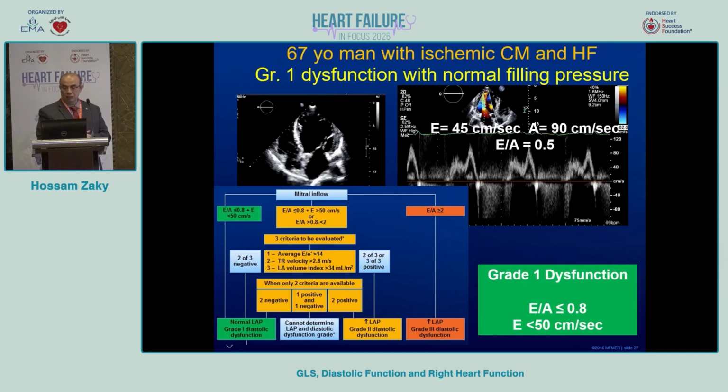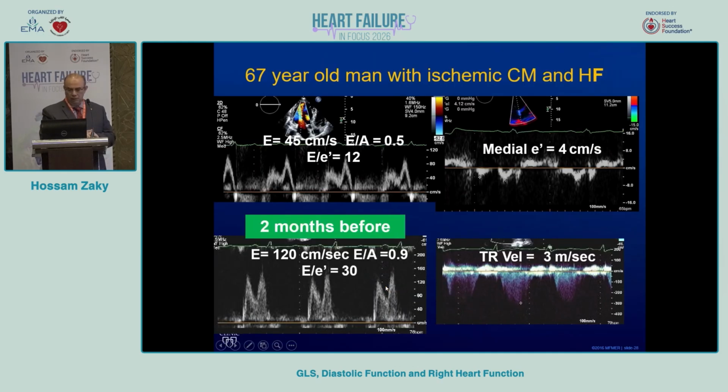So we look at another patient, 67 years old with ischemic cardiomyopathy, heart failure, grade 1 diastolic dysfunction, normal filling. This patient has an E/A ratio of 0.5, E of 45, A of 90. So we have E less than 50, and the ratio is less than 0.8. So this is a normal filling pressure if we use our tool. Then this patient 2 months before had a different A amplitude, E amplitude, E/e' ratio of 30, and TR of 3 meters per second.